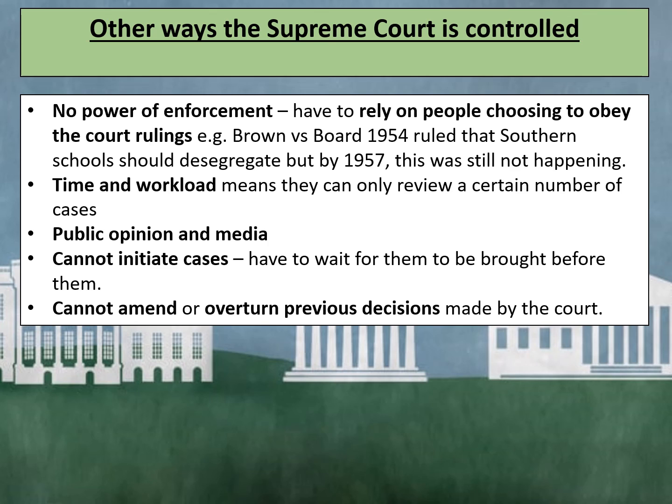Congress also does not have to follow the Supreme Court's decisions. Instead, it would probably pass another law to stop the law that the Supreme Court has overridden. This would also override the President's veto or the Supreme Court. Time and workload are a way of controlling the Supreme Court, as they can only review a certain number of cases. Public opinion and media can also be efficient ways of controlling the court, as well as influencing its decisions. The Supreme Court also cannot initiate its own cases. They have to wait for them to be brought to them, and this acts as a measure of control. Finally, the Supreme Court cannot amend or overturn previous decisions made by the court.